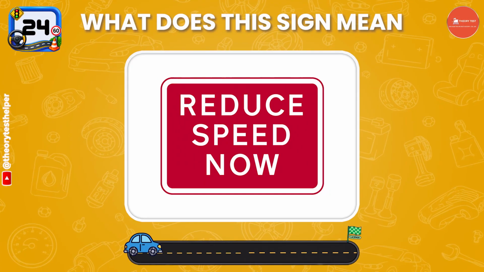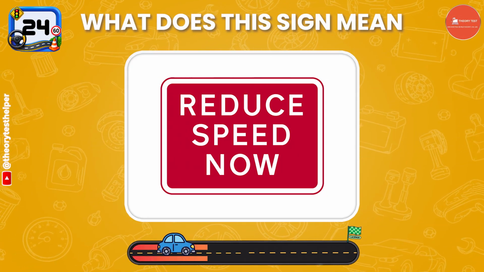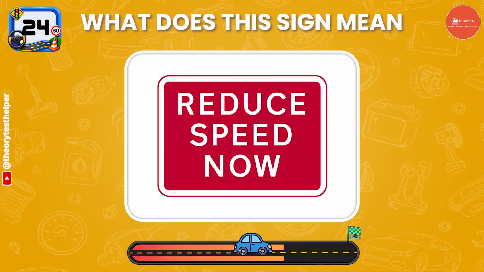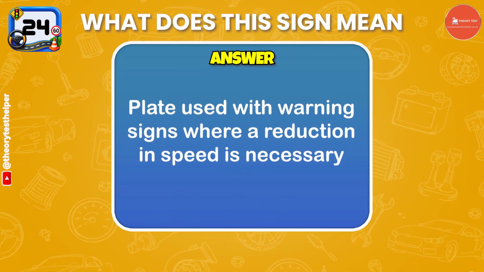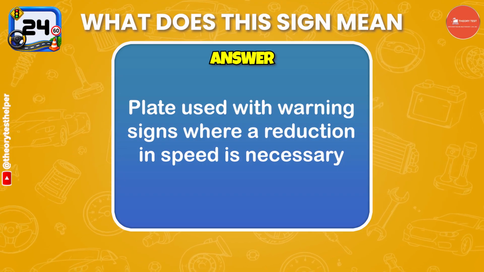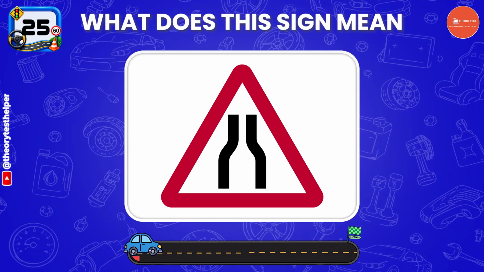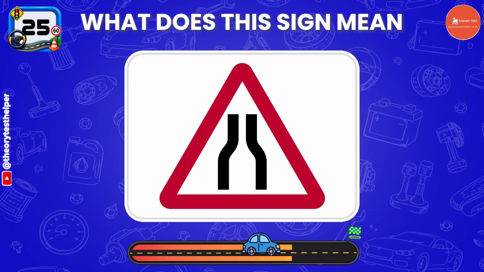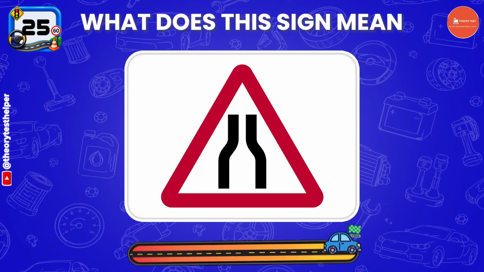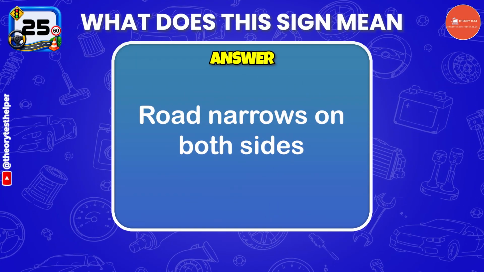What instruction does this sign give to drivers? Plate used with warning signs where a reduction in speed is necessary. What happens to the road ahead? Road narrows on both sides.